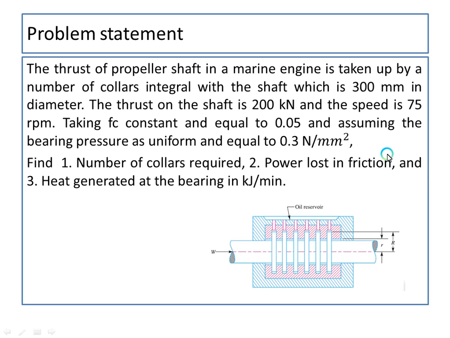As you can see, we have done problems on journal bearings where power lost in friction is also equal to heat generated in the bearing. So both can be taken as the same in this case also. As you know, heat generated depends upon the friction between the mating components, so you can see that both are one and the same.